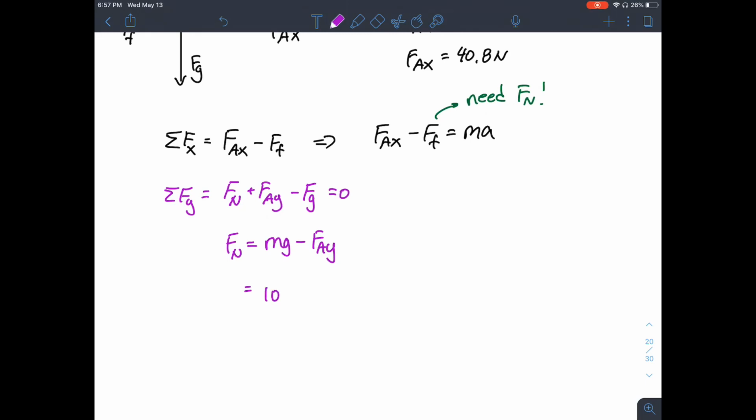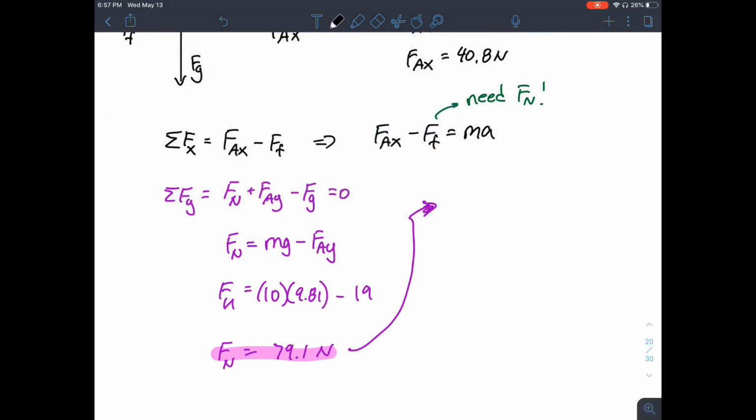So let's just go ahead and plug some numbers in here. We've got everything. So 10 times 9.81 minus our 19 applied force in the y direction. So what we have is a normal force of 98.1 minus 19, which is 79.1 newtons. Now I'm just going to highlight that so we don't forget about it, because what we need now is to use this in our force of friction.